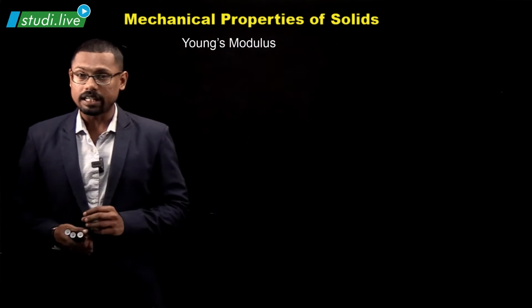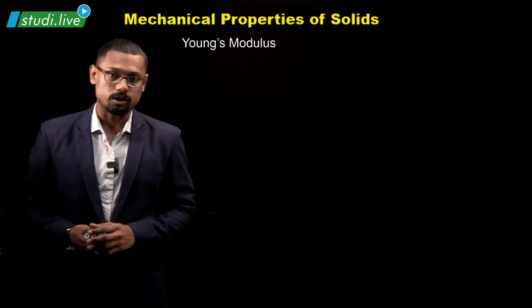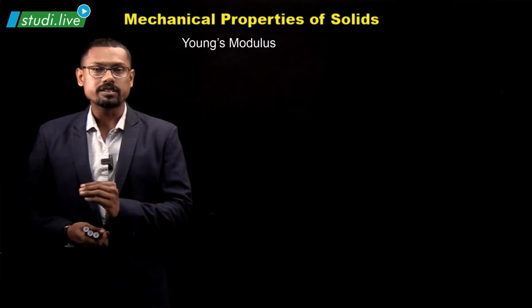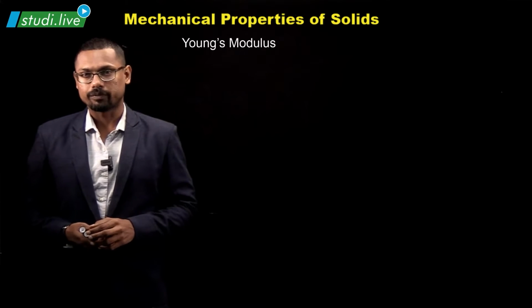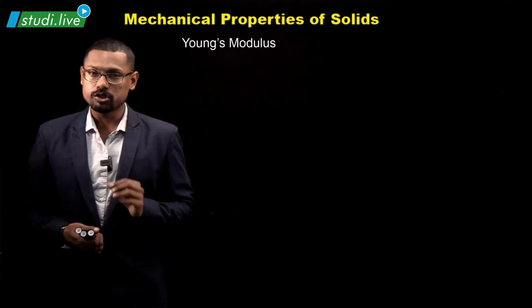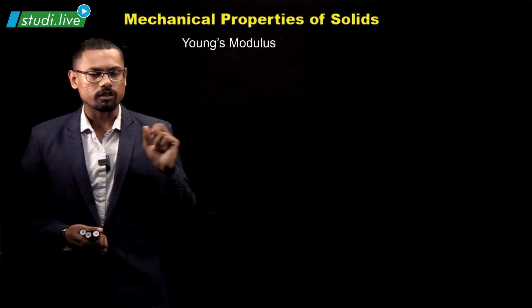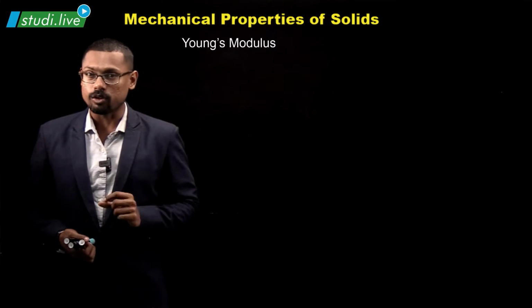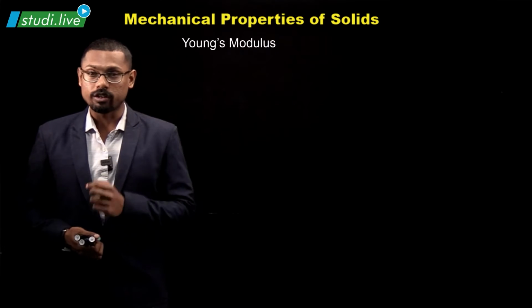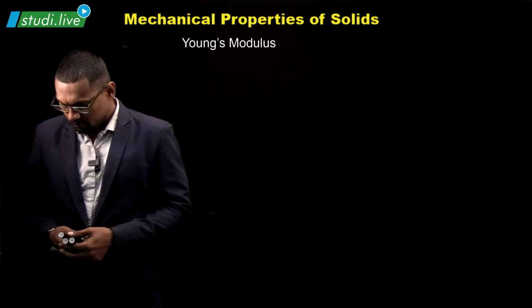Robert Hooke in the year 1861 published his Hooke's law, wherein he stated that stress is directly proportional to strain. If I talk about it, I am very much clear that there has to be a constant of proportionality, and that constant was later named as modulus of elasticity.